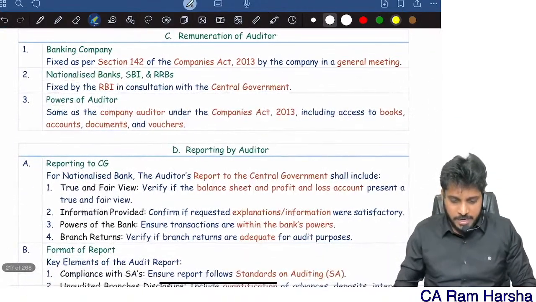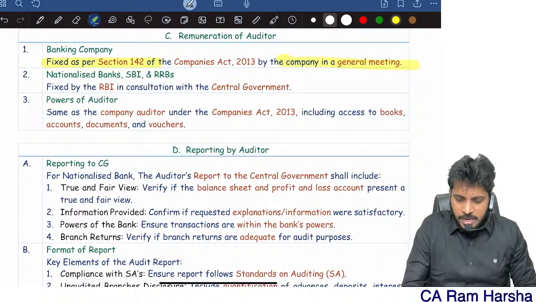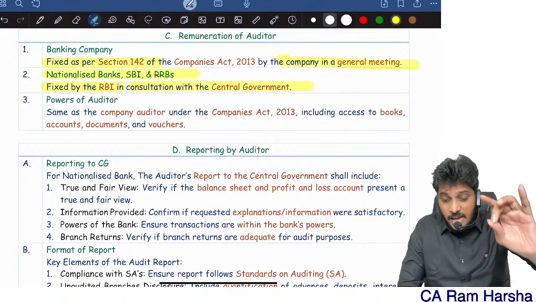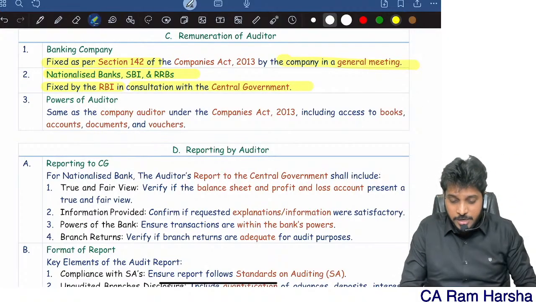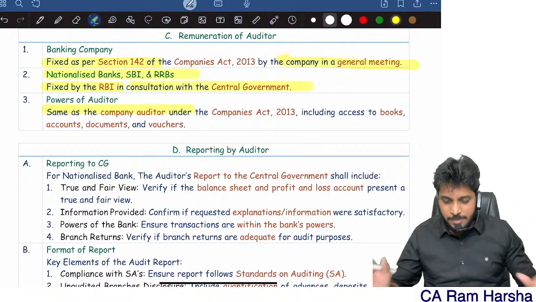Next, remuneration. It is fixed under the Companies Act only, section 142, in a general meeting. In the case of nationalized banks, State Bank and RRBs, the central government and RBI together fix the remuneration. The powers of the auditors are the same as company auditors under the Companies Act.